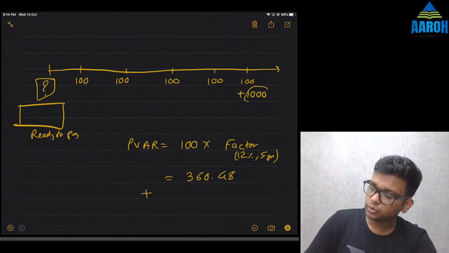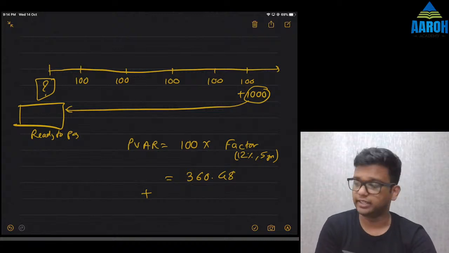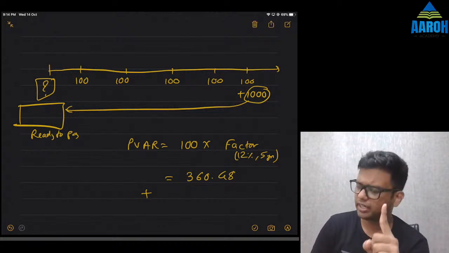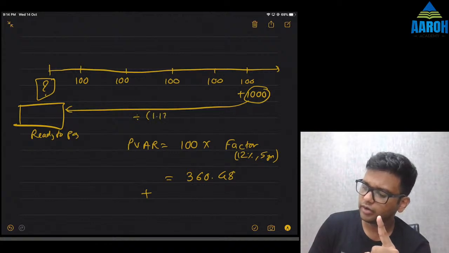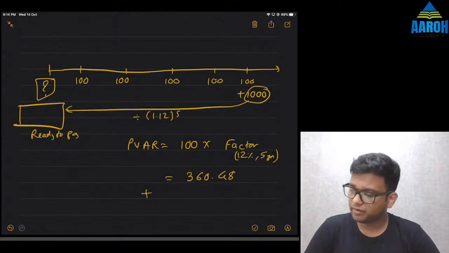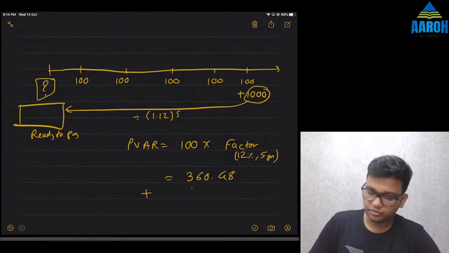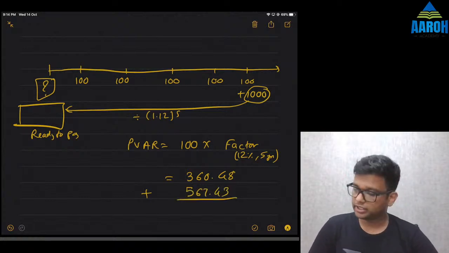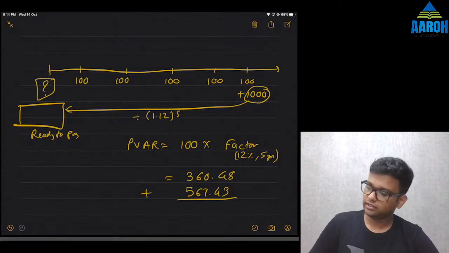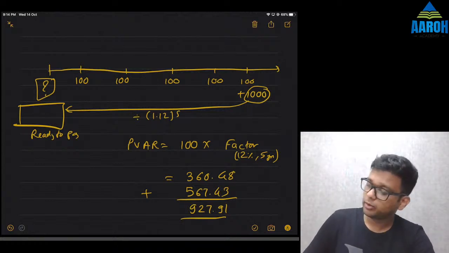Plus this 1000 rupees present value we have to take. So let's discount that 1000 rupees separately. Now this is only one time payment, so let's just divide it by 1.12 raised to 5. So 1000 divided by 1.12, 5 times equal to, that should give you 567.43. So total is how much? Check. 360.48 plus that, 927.91 around. This is the amount that you will be ready to pay.